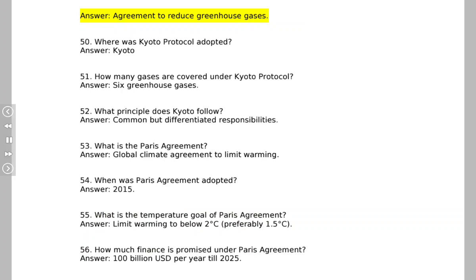49. What is the Kyoto Protocol? Answer. Agreement to reduce greenhouse gases. 50. Where was Kyoto Protocol adopted? Answer. Kyoto. 51. How many gases are covered under Kyoto Protocol? Answer. 6 greenhouse gases. 52. What principle does Kyoto follow? Answer. Common but differentiated responsibilities.